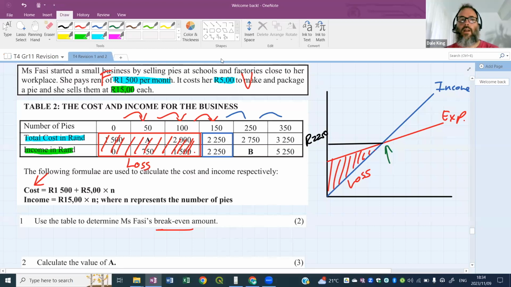On the right-hand side, this is where your income is more than your expenses. And on the table, that's this part over here.